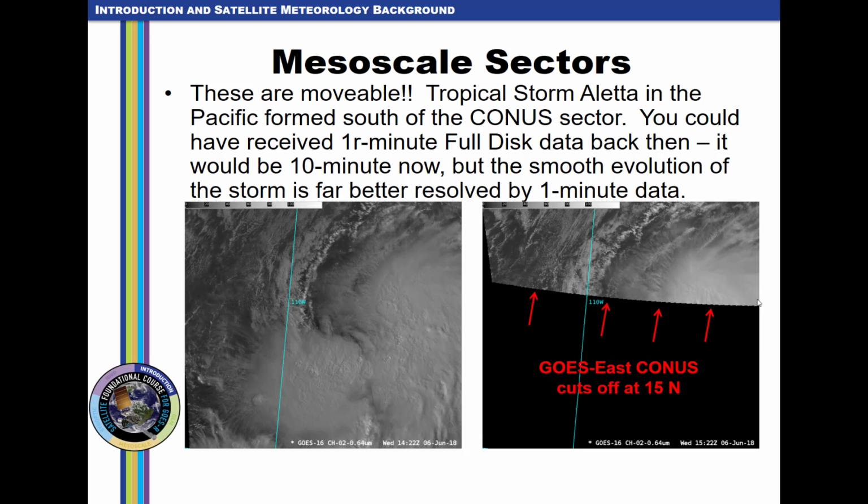An important part of mesoscale sectors on GOES-R is that they are movable. If something occurs outside of routine CONUS 5-minute scanning, the figure shows Tropical Storm Aletta in the Pacific Ocean, put a meso on top of it to see what's happening with better temporal resolution than with the full disk 10-minute scanning.